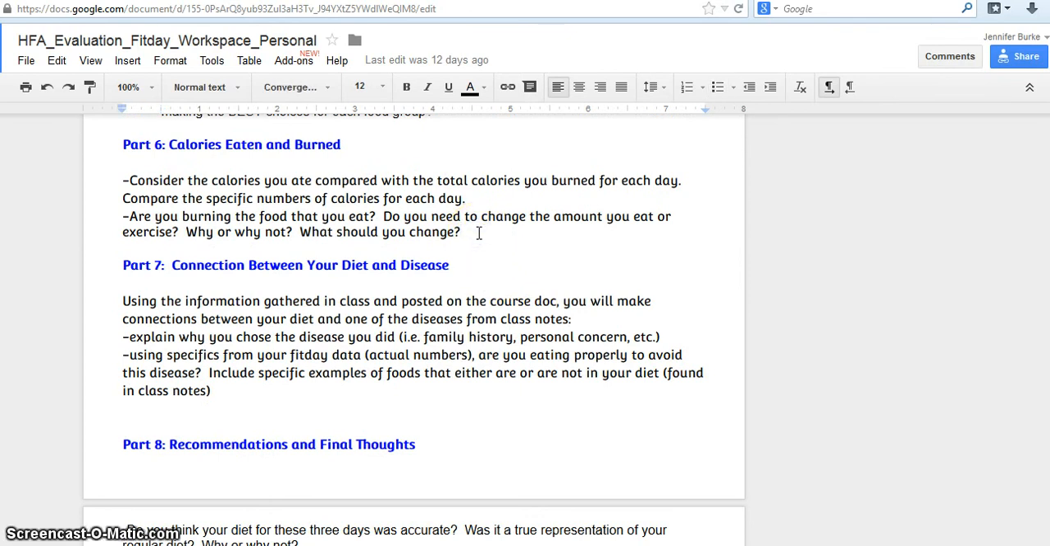So for instance, in my case, I'm always trying to lose a few pounds. So if I was eating more than I'd burn, I would have a problem with that because that's not what I want to be doing right now. Your case may be different. You may be content with where you're at, and then you can say that. That's fine.